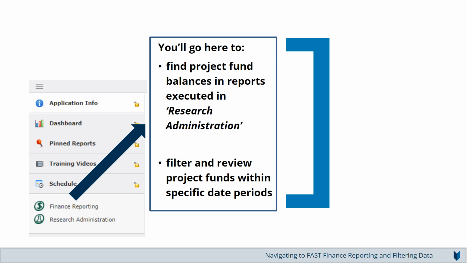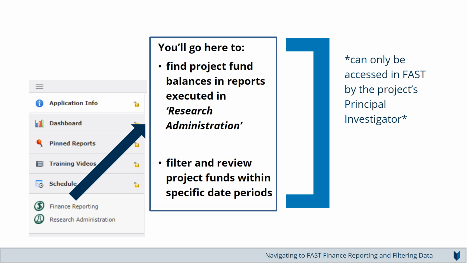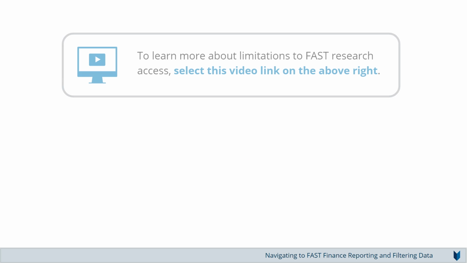These finance reporting steps are specifically for use by only principal investigators on the project and not for other roles, as only the principal investigator for your project will have access to fund balances information within FAST. If you need more information about project roles and FAST access, please watch the Access Limitations to FAST Research and Errors video by selecting the link here.